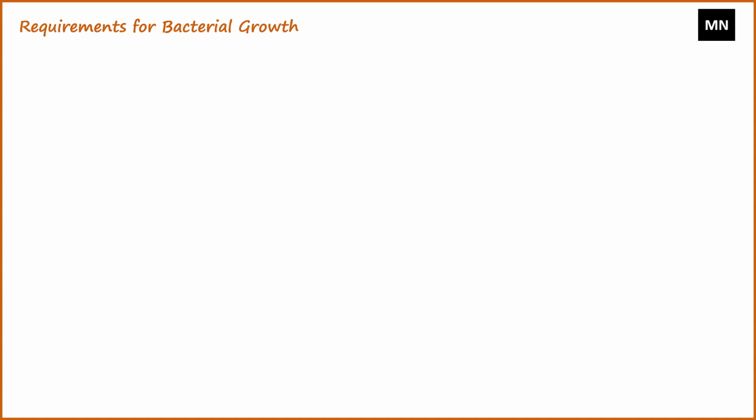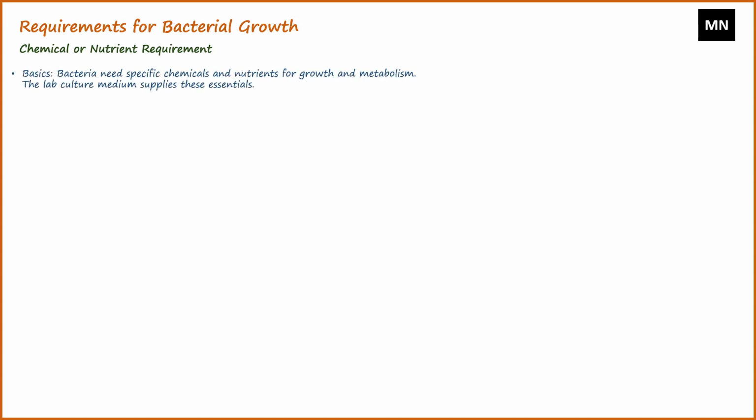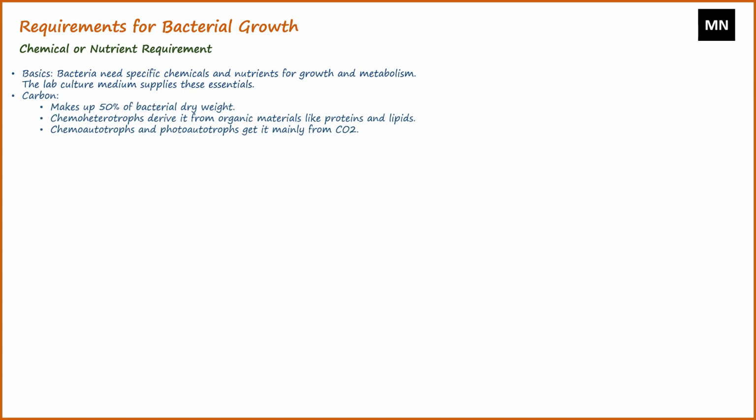Requirements for bacterial growth. Chemical or nutrient requirement. Basics: bacteria need specific chemicals and nutrients for growth and metabolism. The lab culture medium supplies these essentials. Carbon makes up 50% of bacterial dry weight. Chemoheterotrophs derive it from organic materials like proteins and lipids. Chemoautotrophs and photoautotrophs get it mainly from CO2.